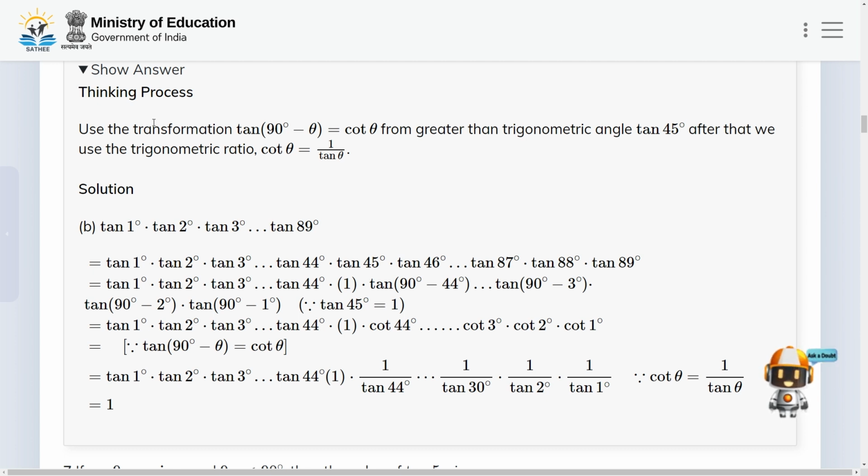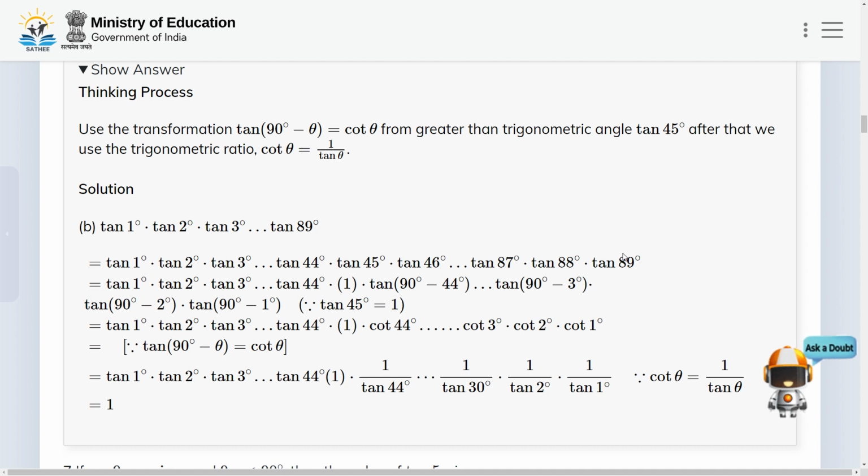First of all, tan of 90 degree minus theta is cot theta, from greater than trigonometric angle tan 45 degree. After that, we use the trigonometric ratio cot theta is equal to 1 by tan theta. Okay, so tan 1 degree times tan 2 degree dot dot dot tan 89 degree is actually equal to tan 1 degree times tan 2 degree times tan 3 degree times dot dot dot times tan 45 degree times tan 46 degree times dot dot dot tan 89 degree.